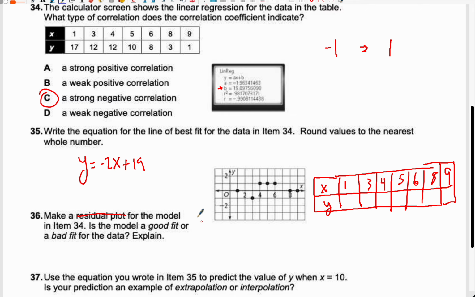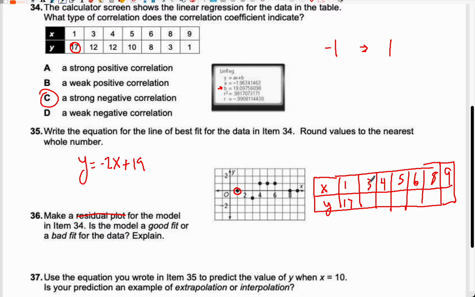Now, I calculate what each of my y values would be using this equation. So what is negative 2 times 1? Negative 2 plus 19 would be 17. My equation says I should get a 17 here. What did I actually get? Oh, look, I actually got a 17. So what's my residual? It's on the x-axis. My residual value is 0. It nailed it. That's right where I want it to be. I'd love it if all of them were there. That would be perfect. But we don't live in a perfect world.